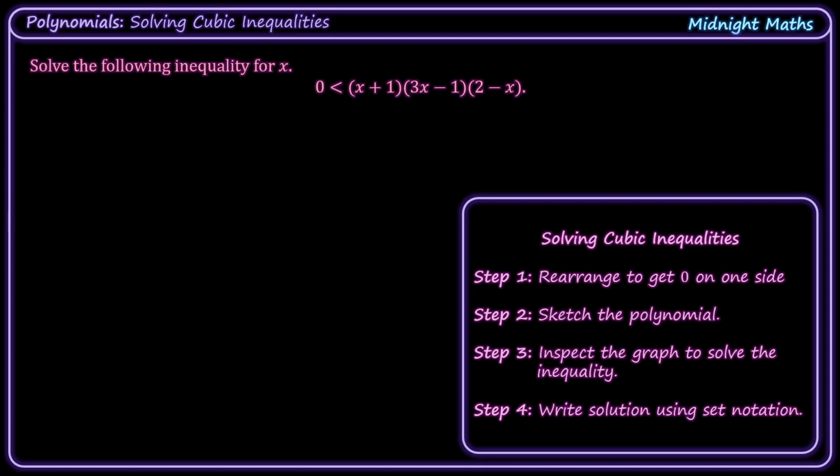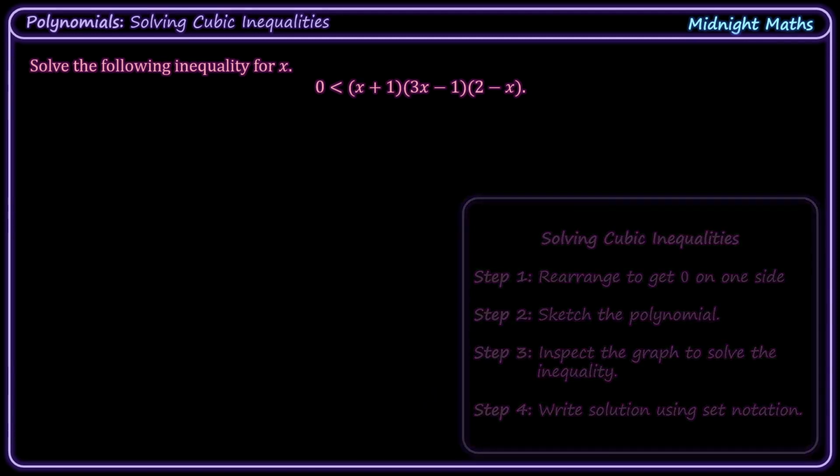So if the question is saying, where is this less than 0, then we just have to look at our sketch. For example, we would look at this sketch here, and we would pick all the sections where it's less than 0 on the y-axis. So for example, we would pick this part and this part as being less than 0, and we would just write our solution using set notation. So let's go through an example of this.